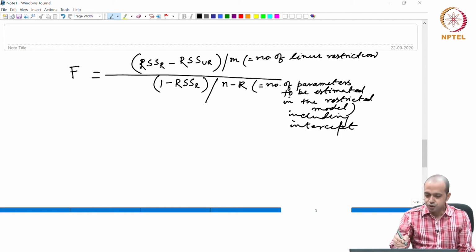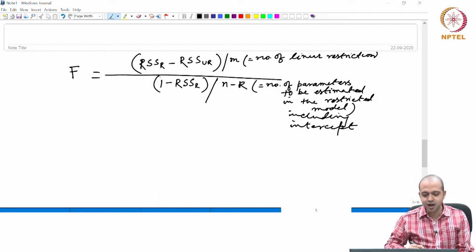Okay. So you can estimate the two models, collect RSS R and RSS UR, put these values in, and you can always get the value of the F statistic. Okay.